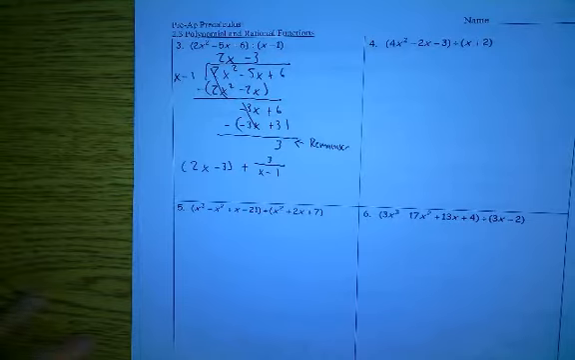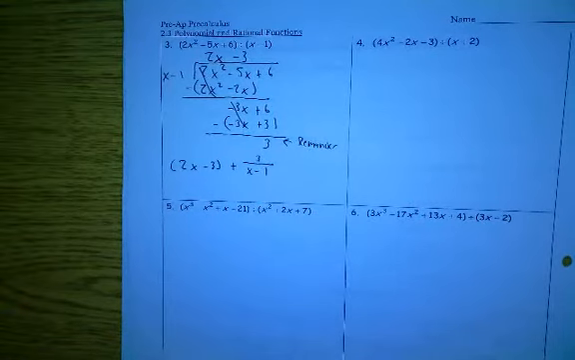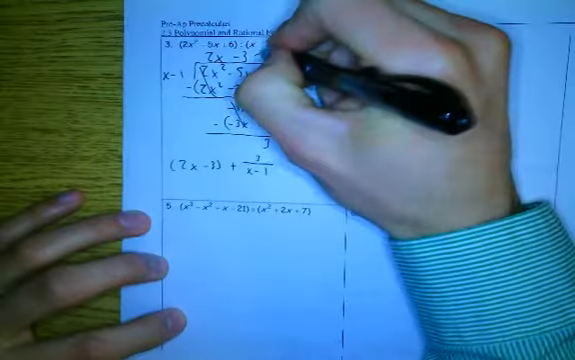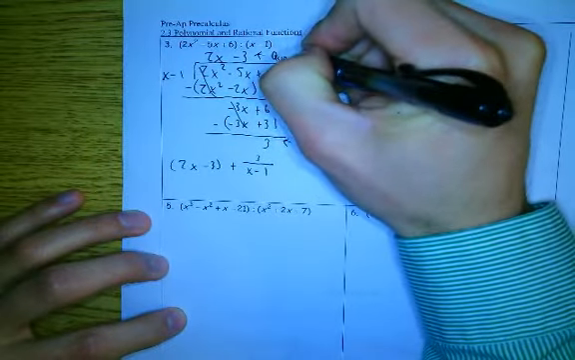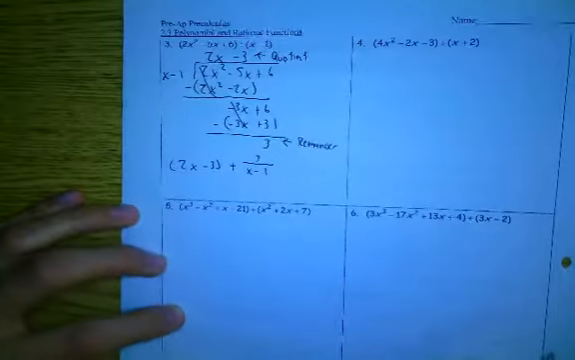Anyways, alright, so you put your remainder over the divisor, and you're adding it to your quotient, okay? And remember, your quotient is your result.